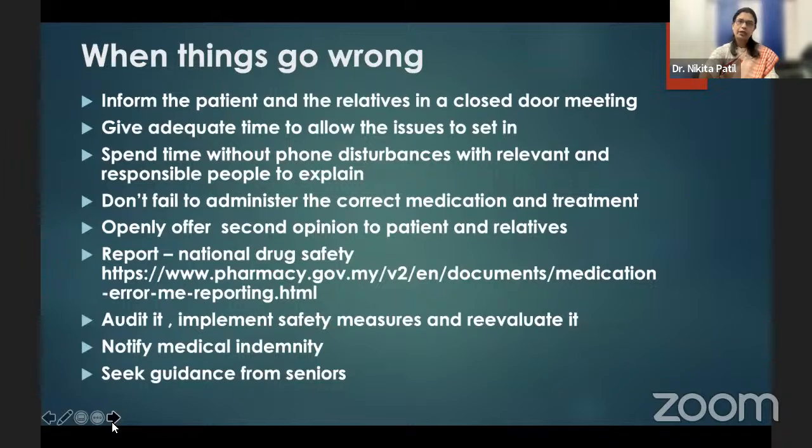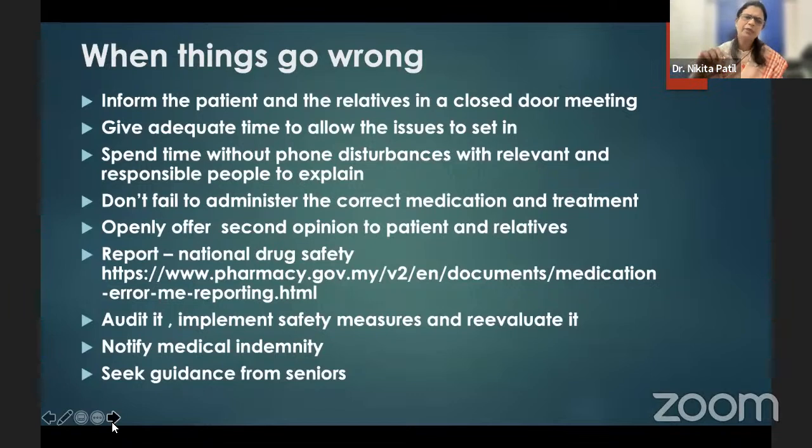Now, what will you do when things go wrong? Very important again. Inform the patient and the relatives in a closed door meeting. Give adequate time to allow the issues to set in. Spend time without phone disturbances. When in panic, we tend to call up people. Now, what should I do? My close friends, of course, but then give some time to self also and talk to people responsible and explain to them. Don't fail to administer the correct medication and treatment.